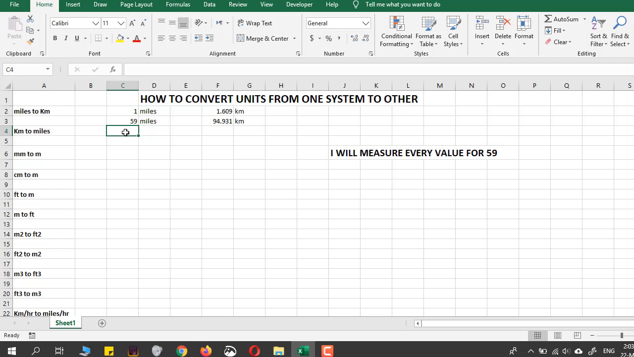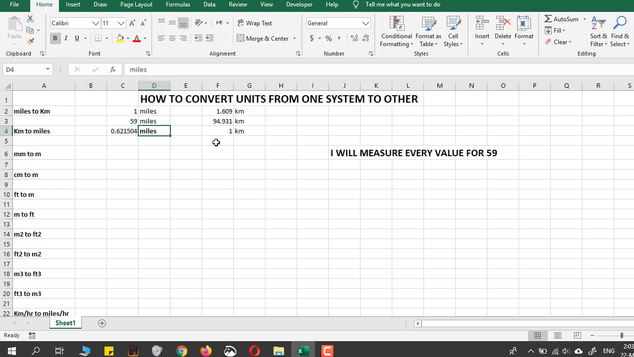In that case, it's very easy. I will just divide 1 by 1.609. This gives me 0.621504 miles in 1 kilometer. So I know the conversion factor now.